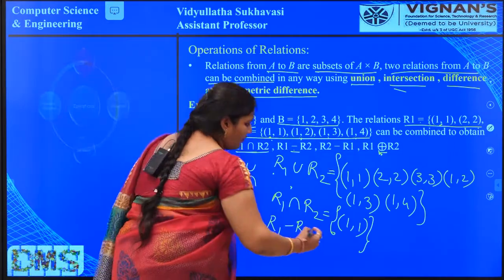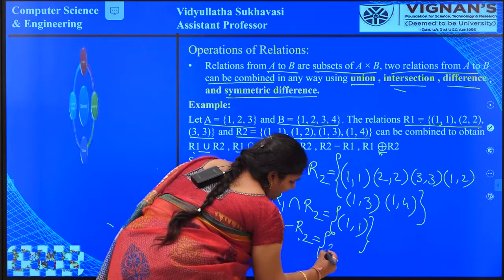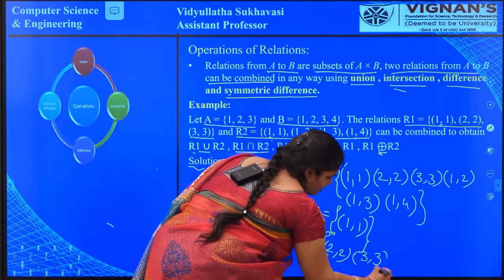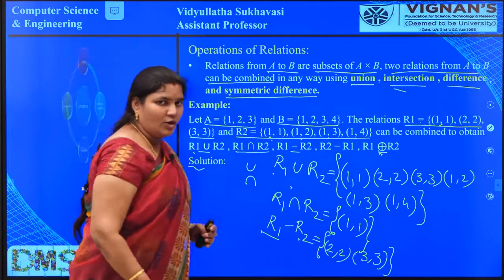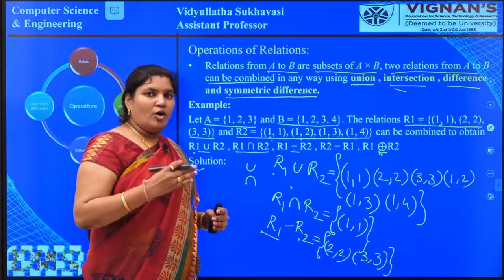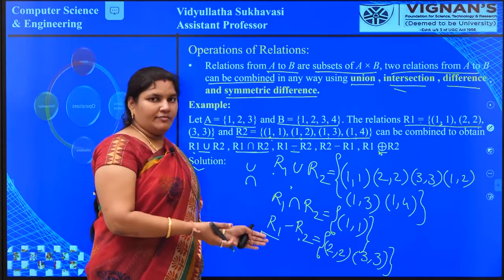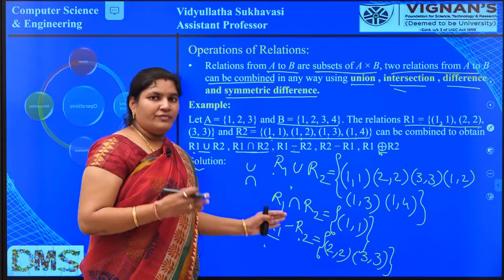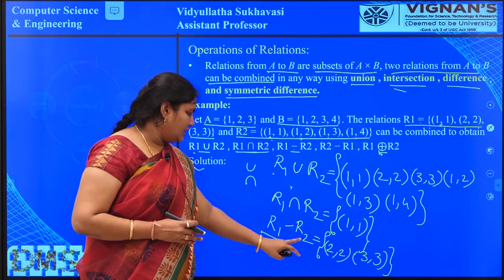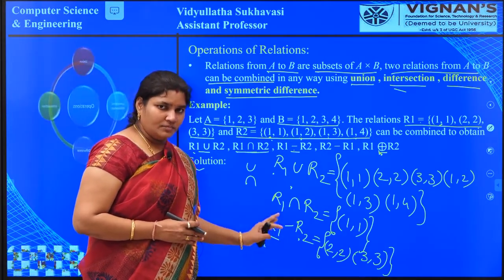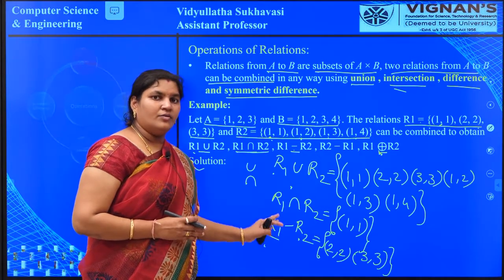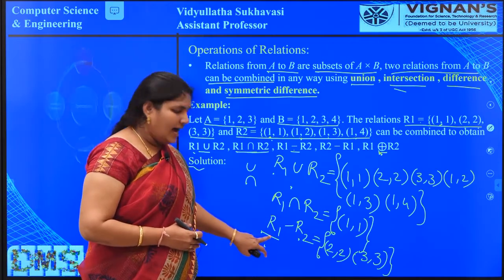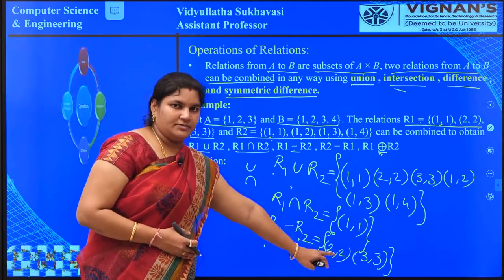So after removing 1, 1, what are the ordered pairs we have? 2, 2 and 3, 3. These are the ordered pairs which are left after subtracting the elements of R2 from R1. So once again, in R1 minus R2 we are going to subtract the common elements in both the relations, and then after removing the common elements, the remaining elements in R1 should be represented.